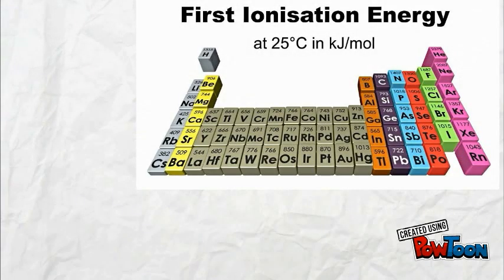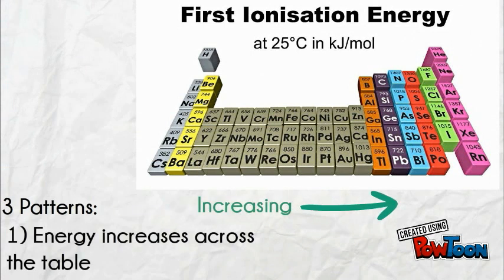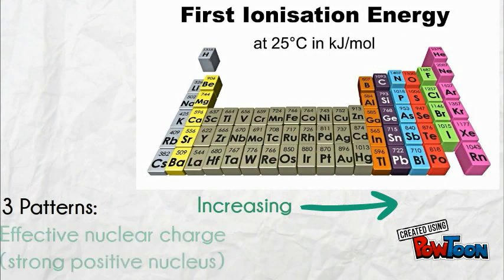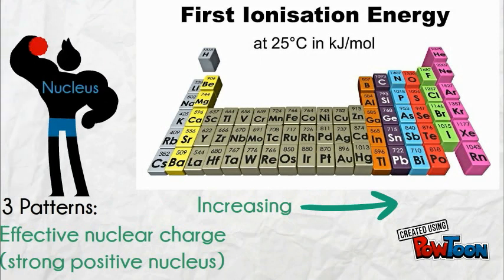In the periodic table of elements, there are three basic patterns for ionization energy. Across each row, the ionization energy increases as the atomic number increases. The effective nuclear charge of an atom increases as we move across because the nucleus becomes stronger and thus holds the electrons more tightly.